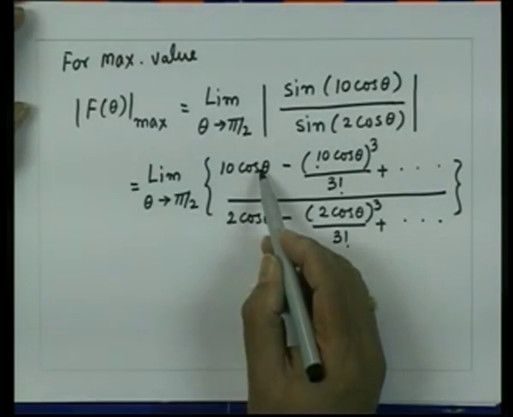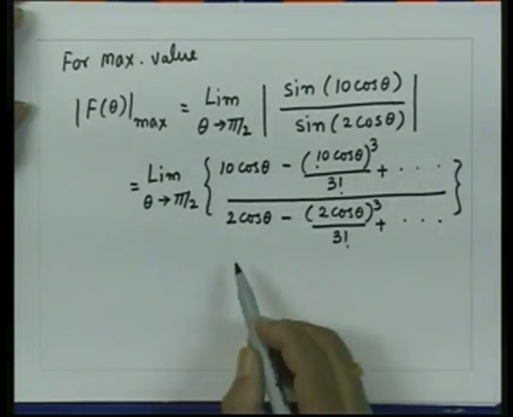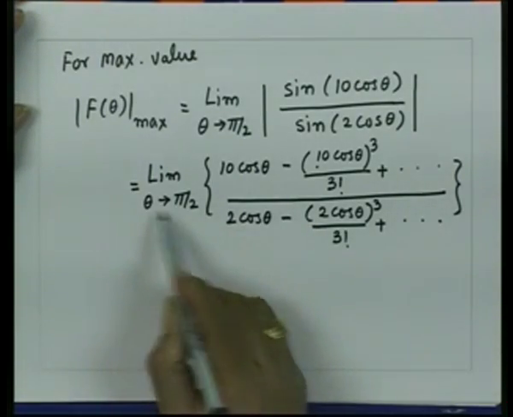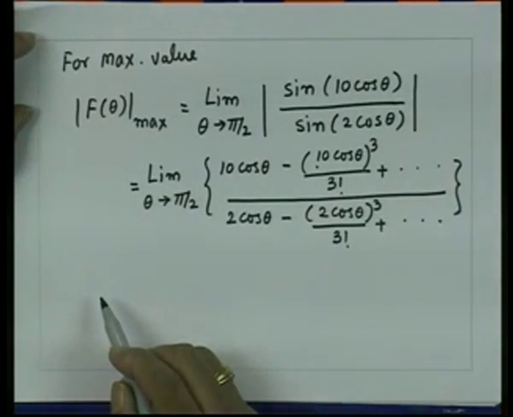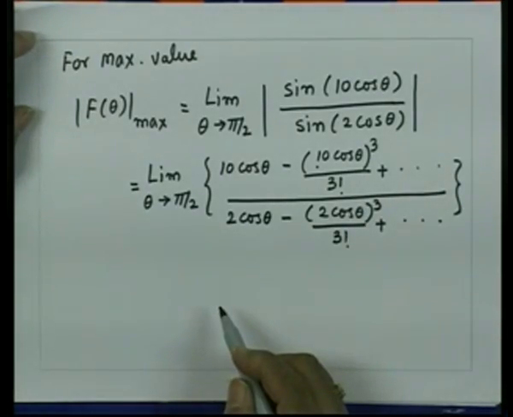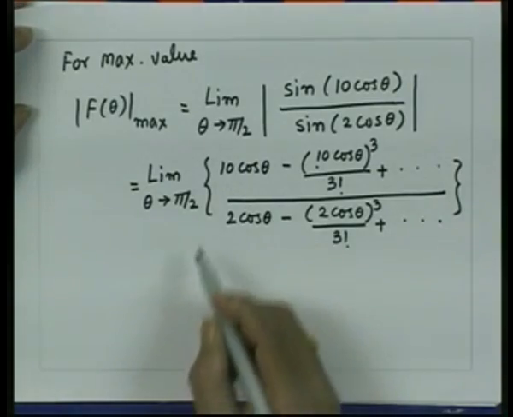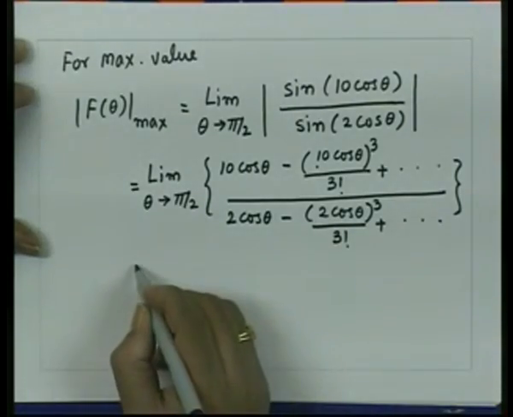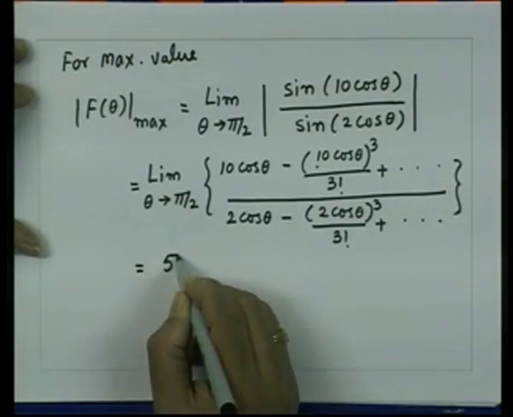Now, taking this cos theta common from numerator and denominator, when theta tends to pi by 2, cos theta will tend to 0. So, all these terms will go to 0 except this term, which will give the value equal to 5. So, the maximum value of the radiation pattern is 5.